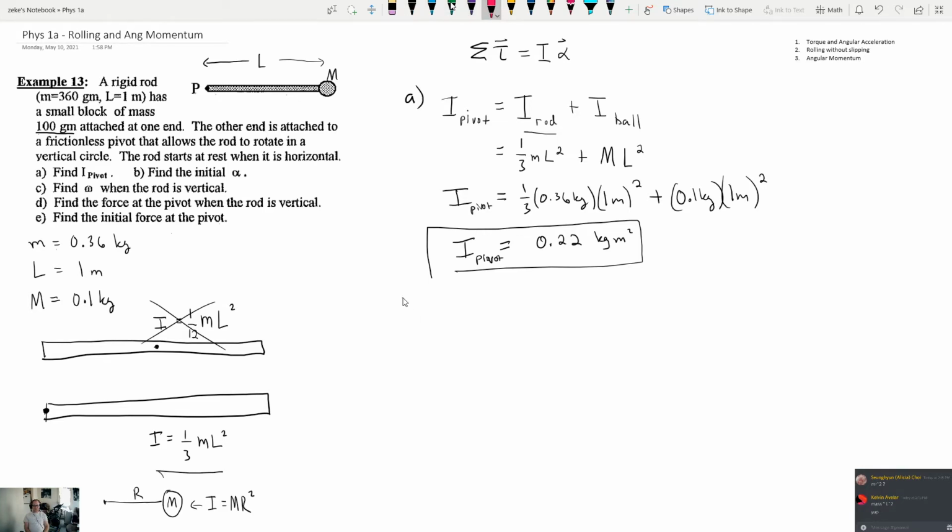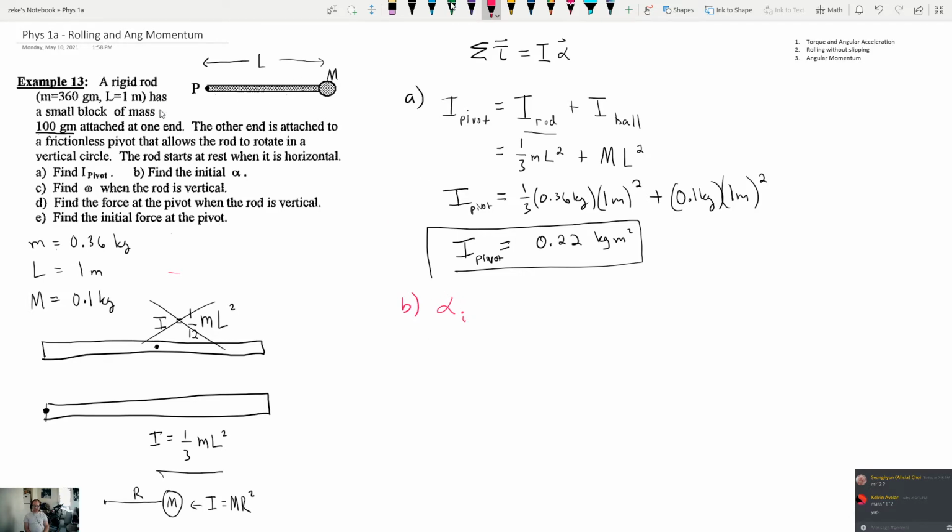Continuing right along. This is where the problem starts to get pretty tricky. That first part's definitely very easy to do, especially once you know how to do it. Part B says to find the initial angular acceleration. So we're trying to find, I'm just going to call this alpha initial. And what this means is to find the angular acceleration of the system when it's released.